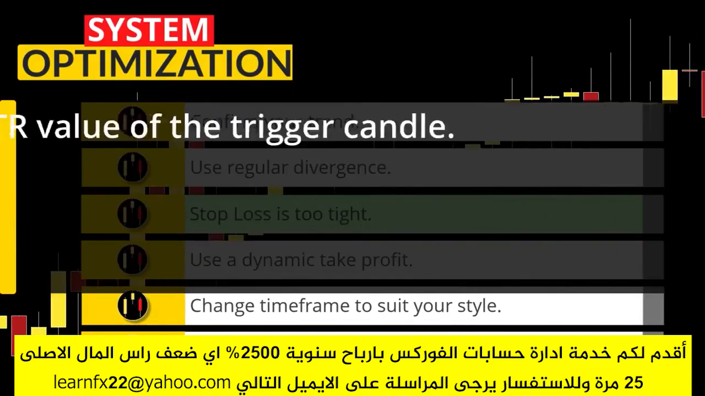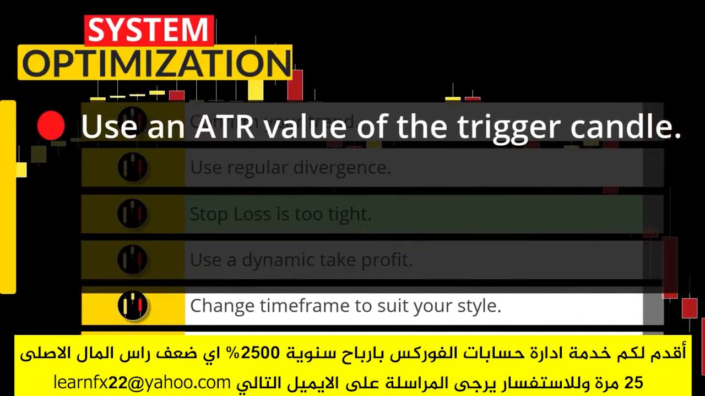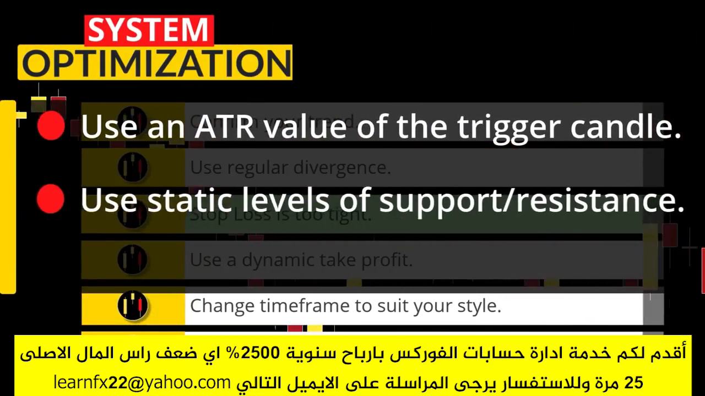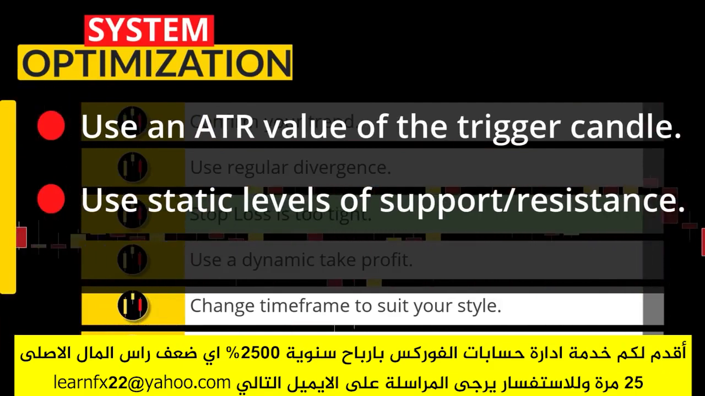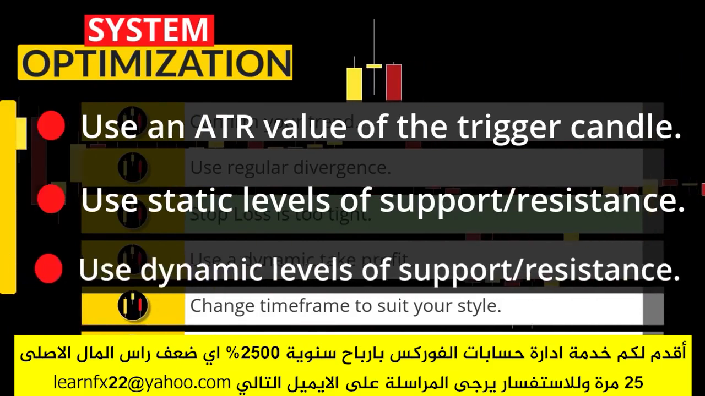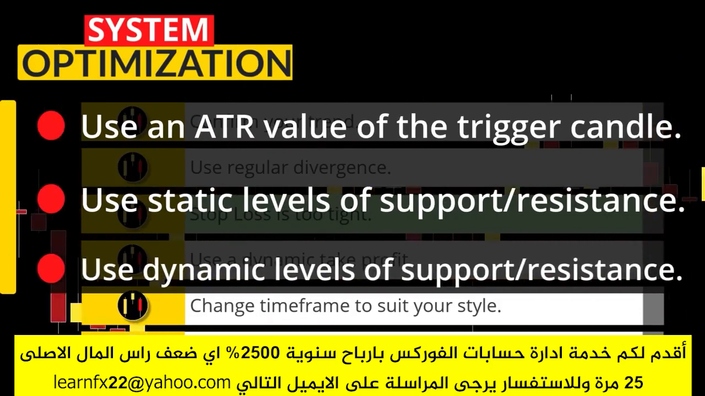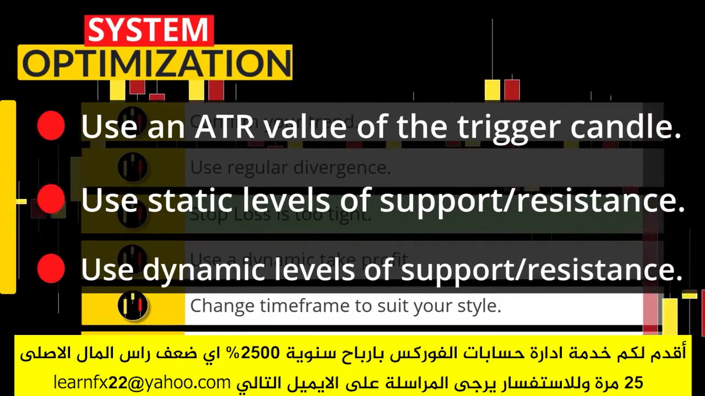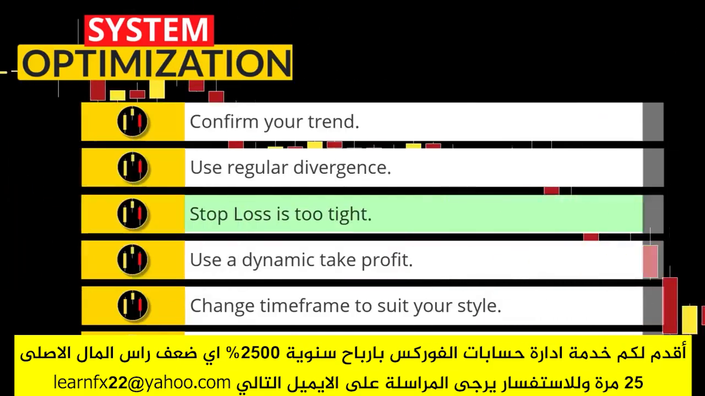First, you can use an ATR value of the trigger candle to set your stop. In addition, using an obvious support level as a point of invalidation may be the best way to go. Furthermore, you can simply put a moving average on the lower time frame chart as a point of dynamic support.